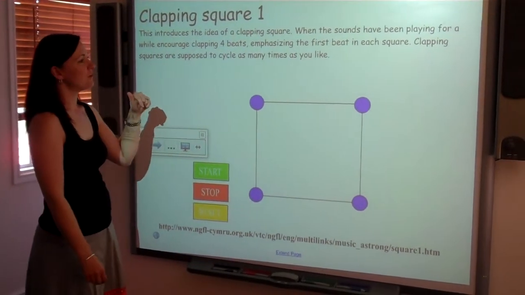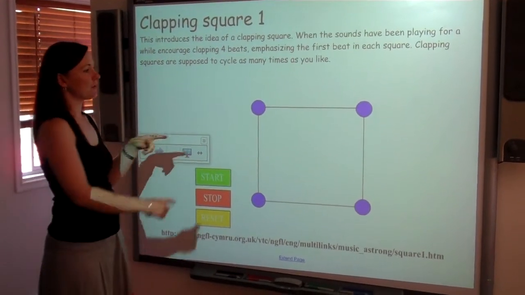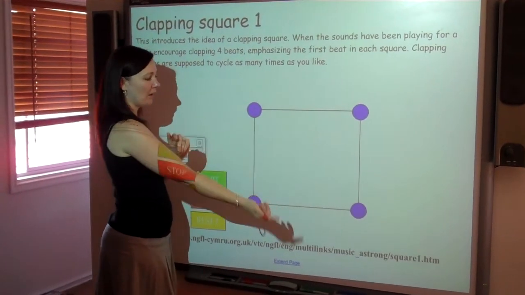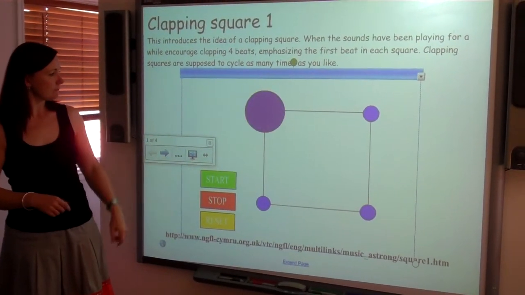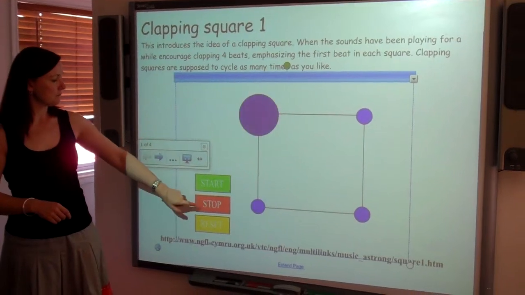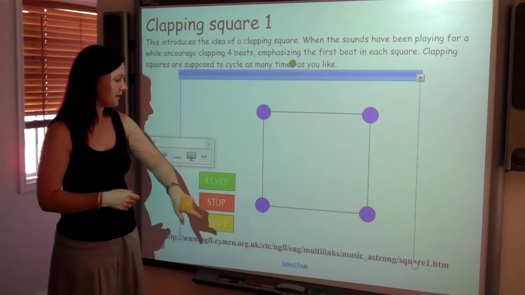Introducing rhythm with primary students, a really clever idea is to use this concept of a clapping square. A clapping square allows students to visually follow a beat as it moves around the square. So if you just have a quick look. These can be reset to start again and again with your class.